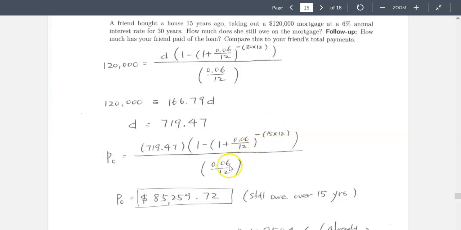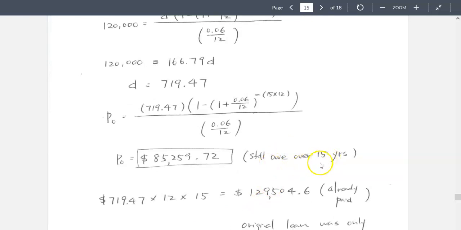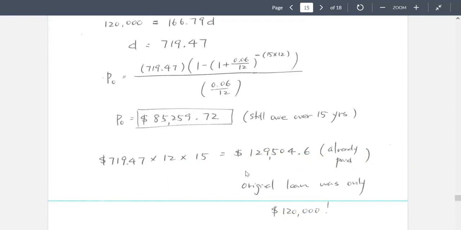Okay, then when you're done, I'll once again punch in the calculator. So we still owe this much money, $85,259.72. That's still all of the next 15 years. We still need to pay this off. Now, how much have we already paid? This is the monthly mortgage times 12, that means 1 year, times 15. That's 15 years. That's how much you already paid.